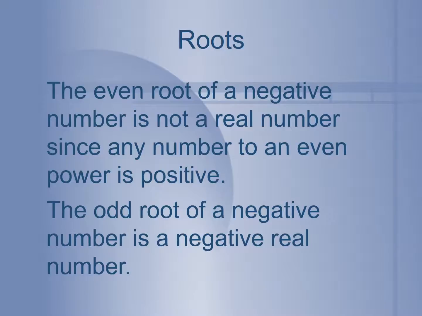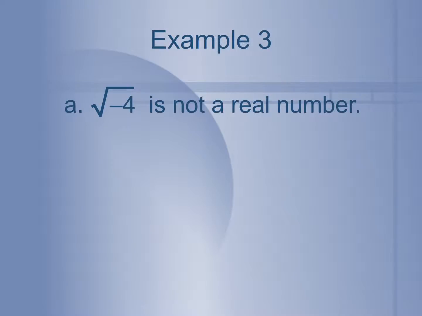However, you can have an odd root of a negative number, because a negative to an odd power is going to be negative. So you can have an odd root of a negative number. So let's look at an example. If I have the square root of -4, that's not a real number, because a square root is an even root. That's saying what number to the 2nd power is -4. Well, that doesn't exist, so it's not going to be a real number.